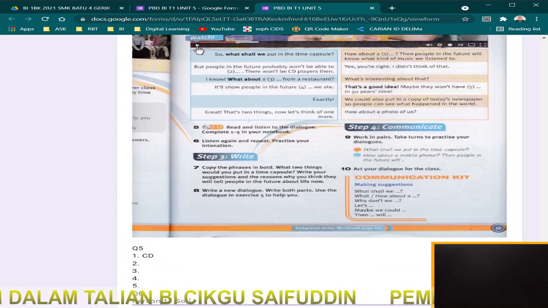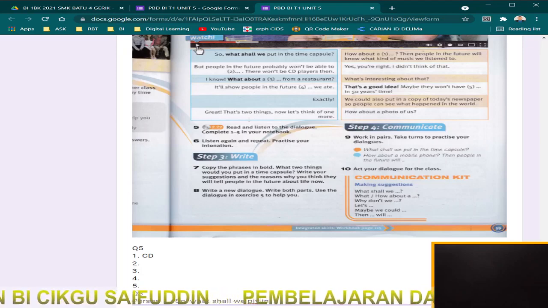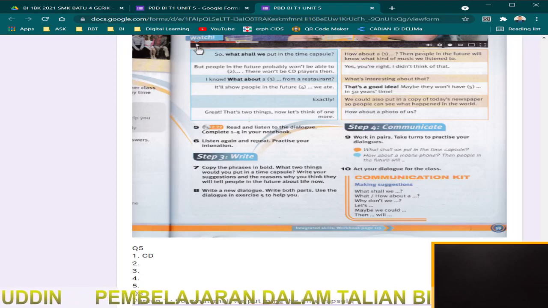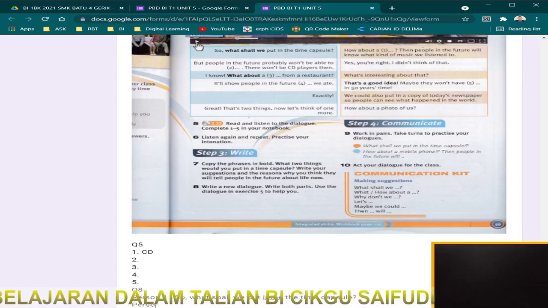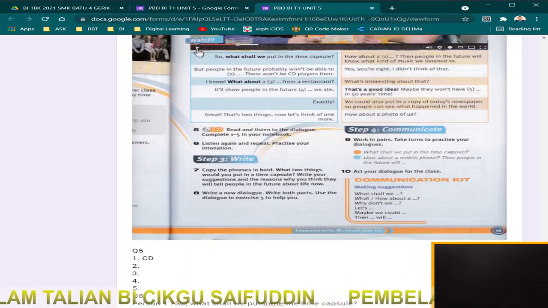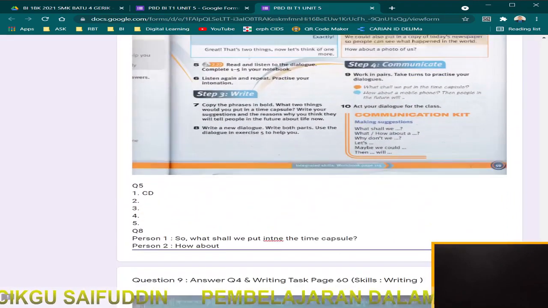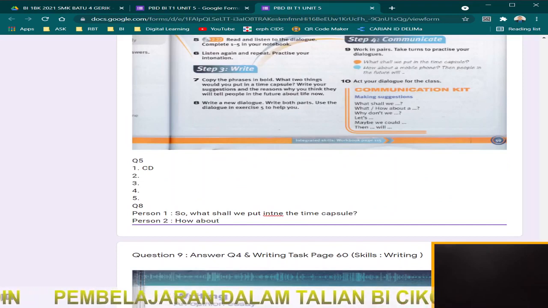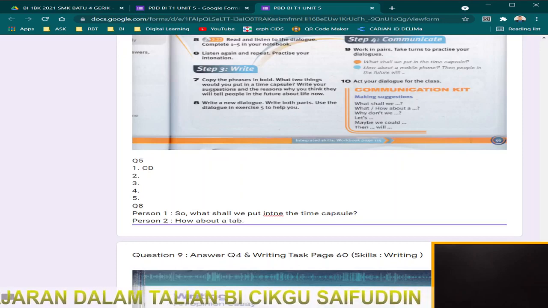So you just copy back the question and the dialogue. So what shall we put in the time capsule? So that's the dialogue for the first dialogue. And then for the person 1, then you go to the person 2. How about what? Maybe you change to other than CD. How about a mobile phone? How about a tab, for example? A tab. Galaxy tab, Samsung Galaxy tab, for example.